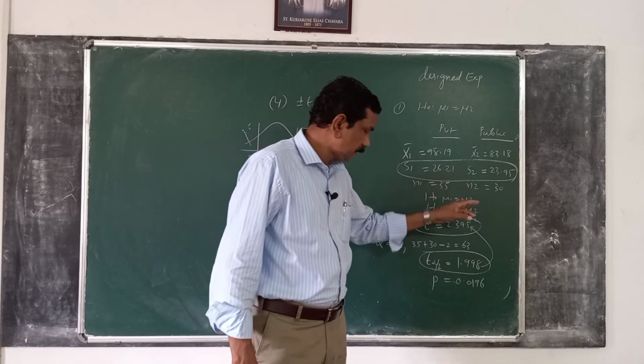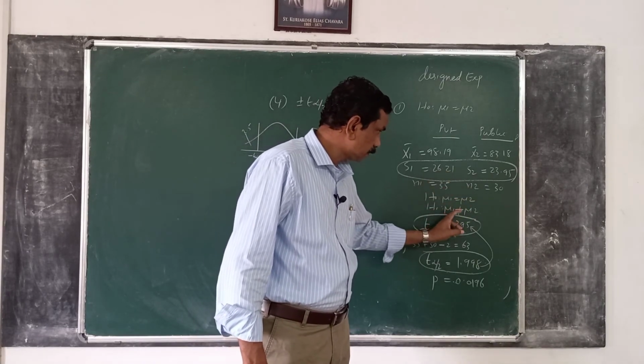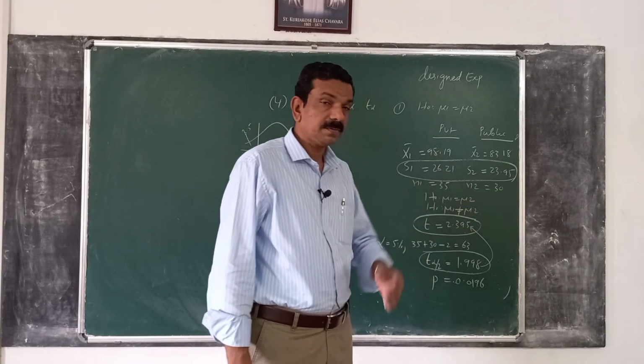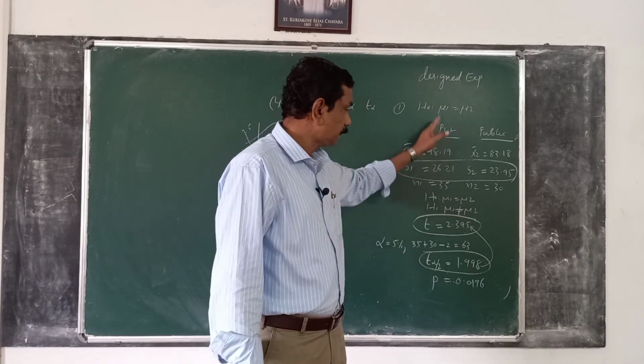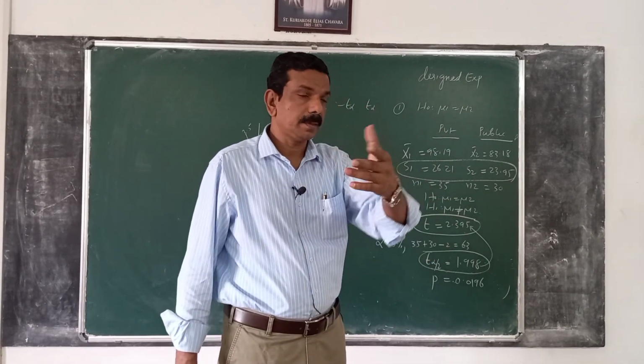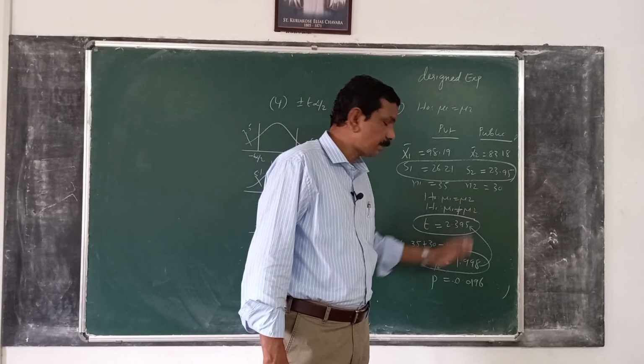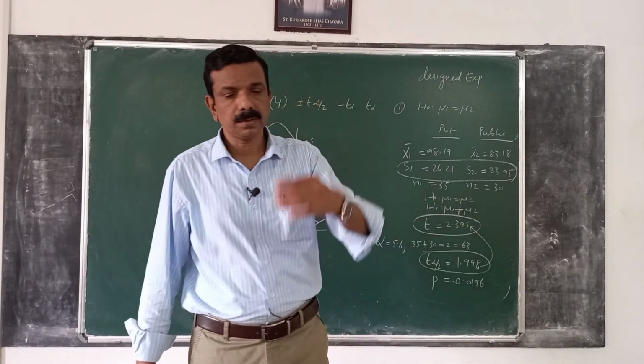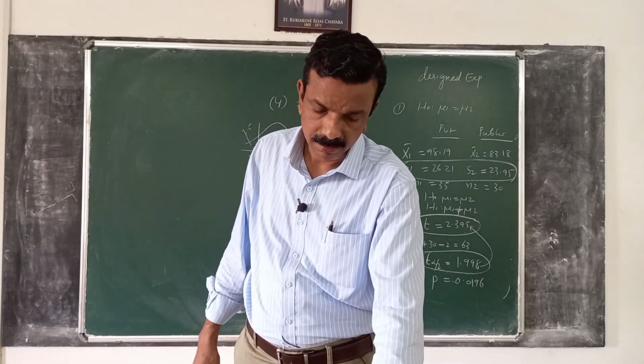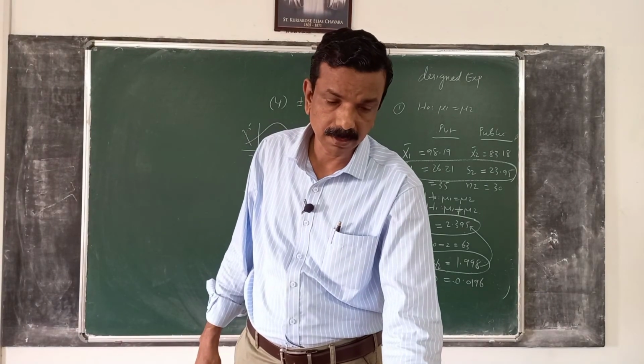We can change the alternative hypothesis to mu1 greater than mu2 if you suspect that private college professors are getting more than public, or mu1 less than mu2. That is the choice of the researcher. So in this case, H0 is rejected.